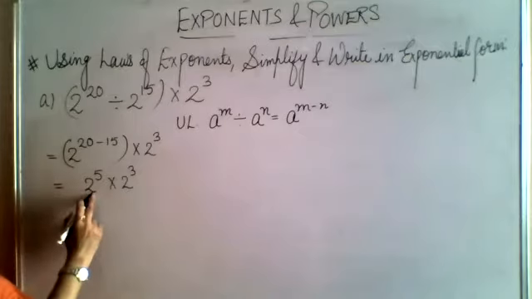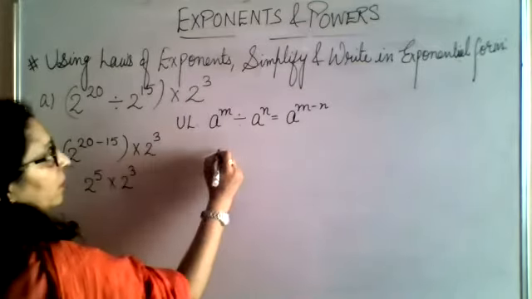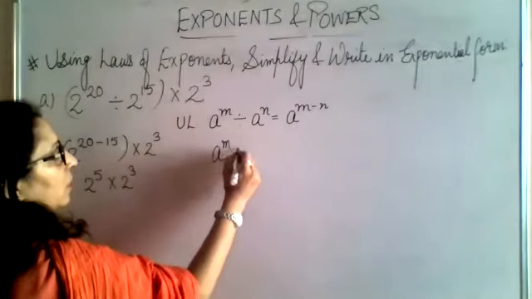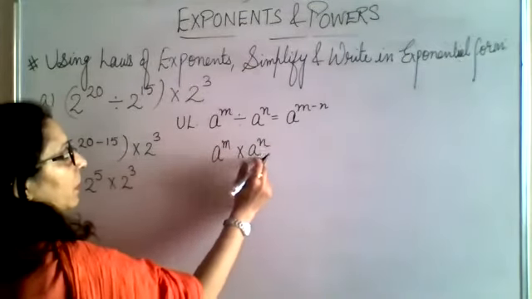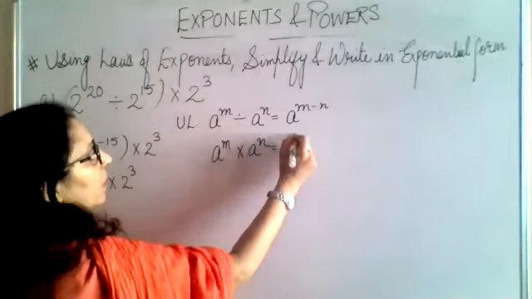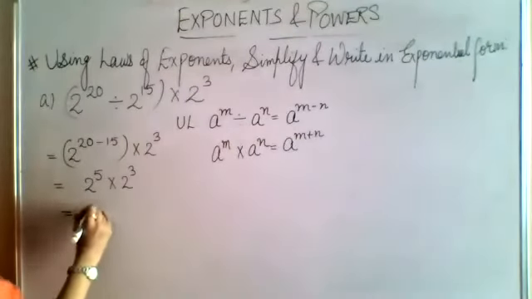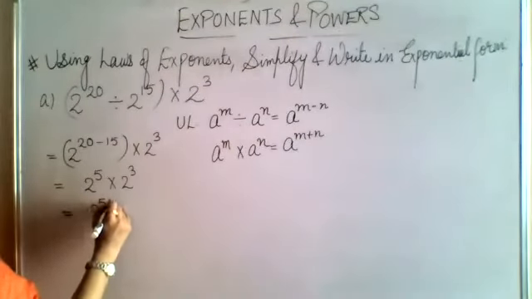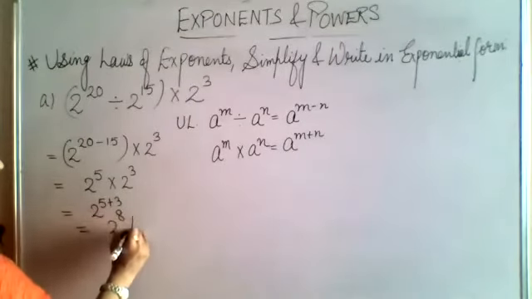5, and here 2 raised to power 3. Multiply sign, base is the same, power different. Powers will be added. a raised to power m multiplied by a raised to power n is equal to a raised to power m plus n. So this will be 5 plus 3, equal to 2 raised to power 8.